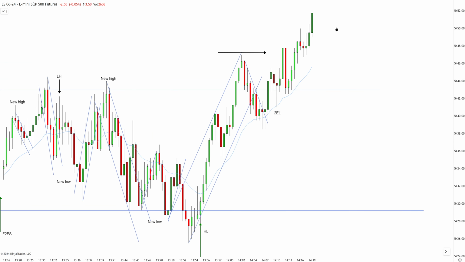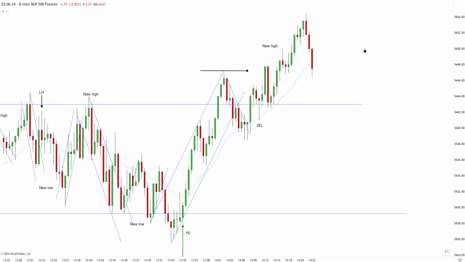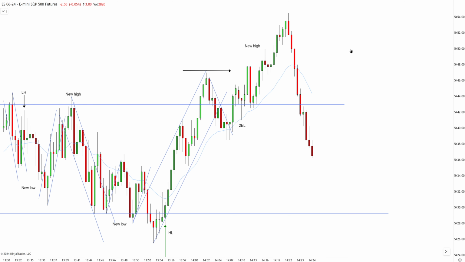It worked, spiked to a new extreme. You're not really fading the breakout because EMA keeps rejecting every single time since the uptrend started. So this is too steep. We have a break and a new high. Market keeps trending to the downside. Okay, this is significant. Failed breakout.